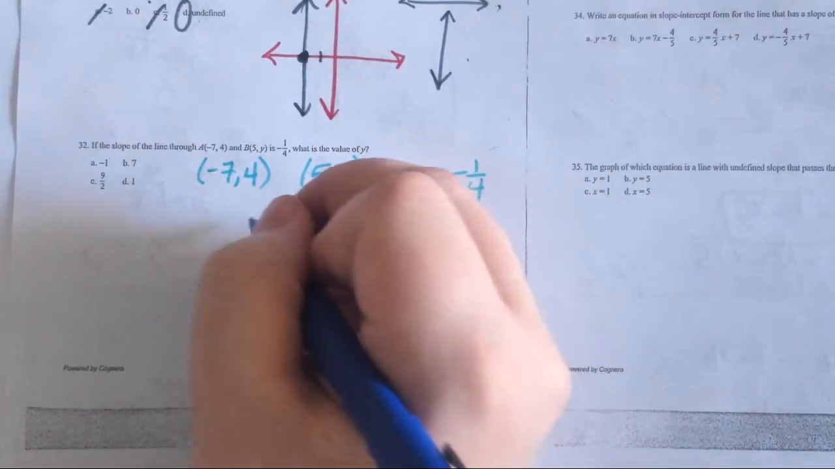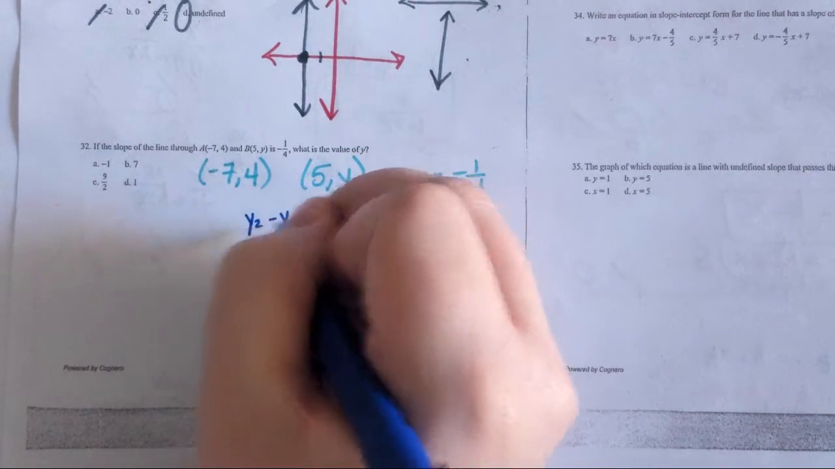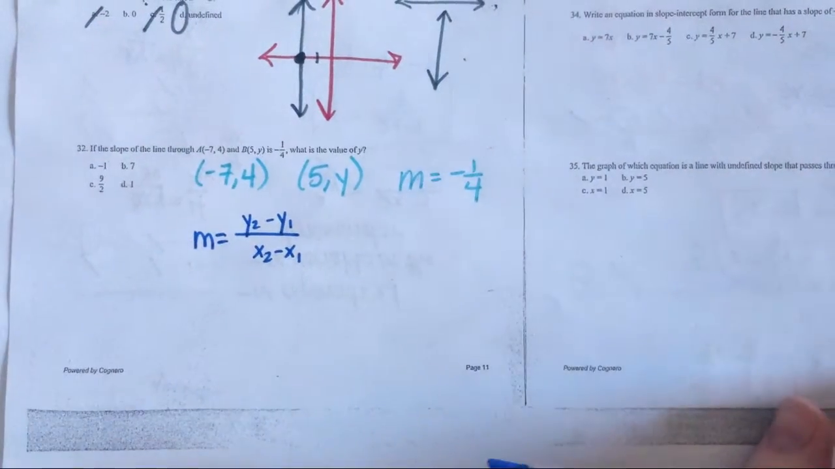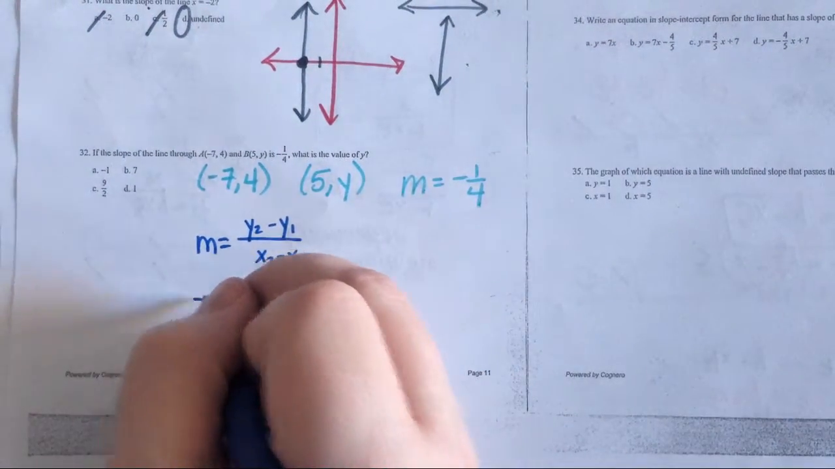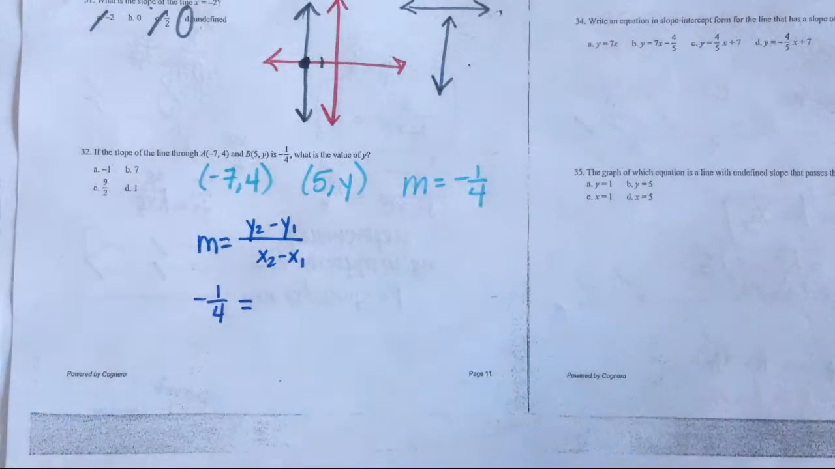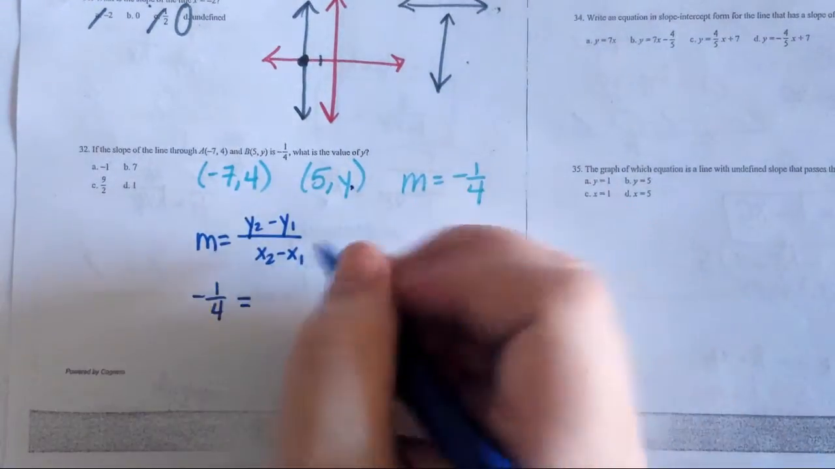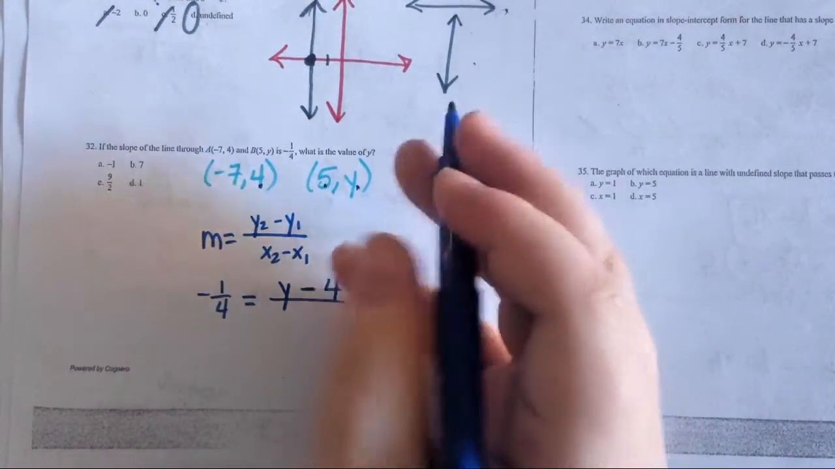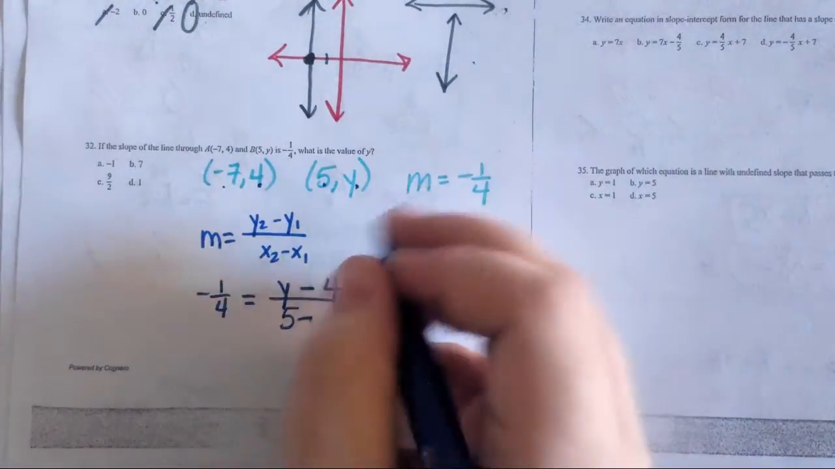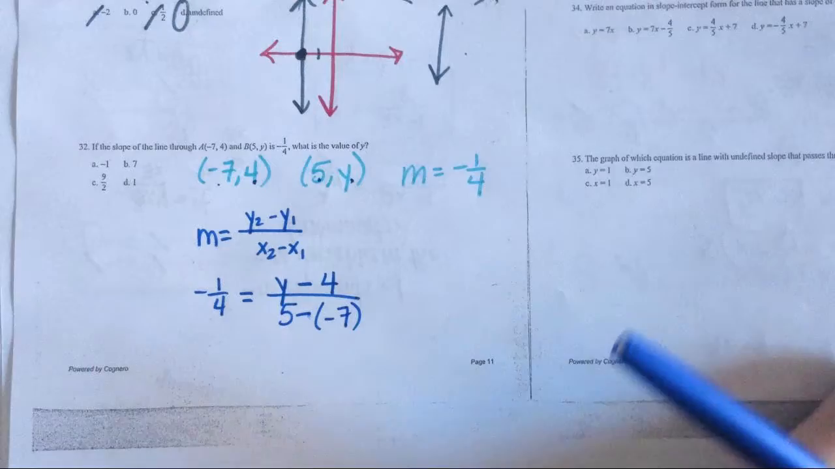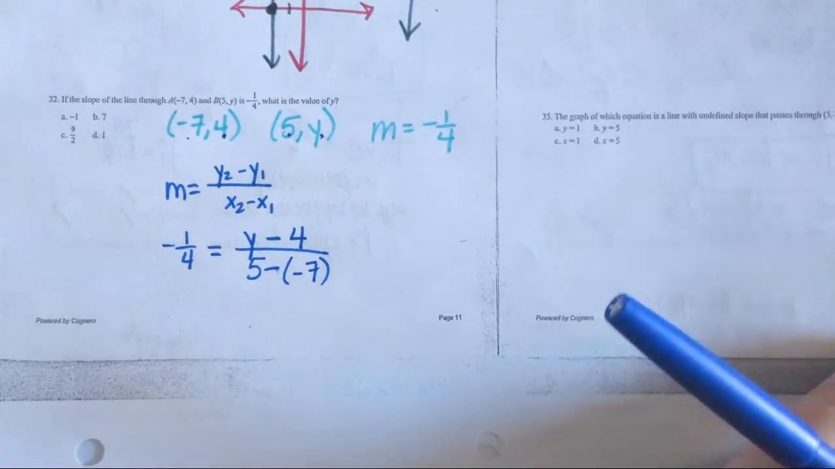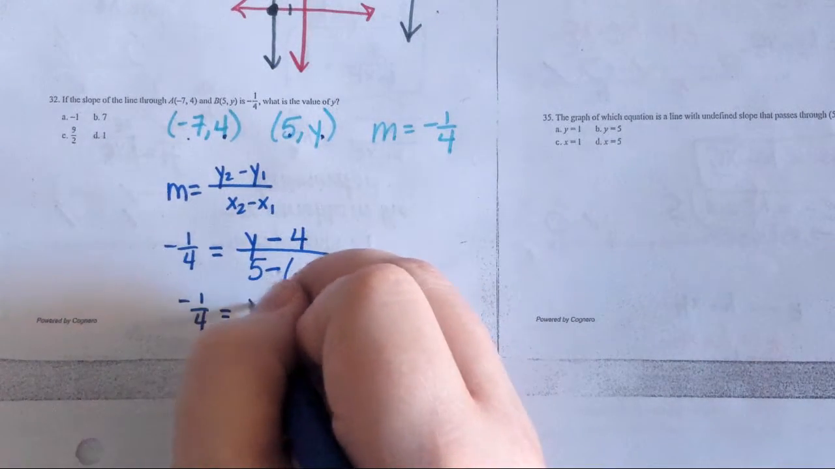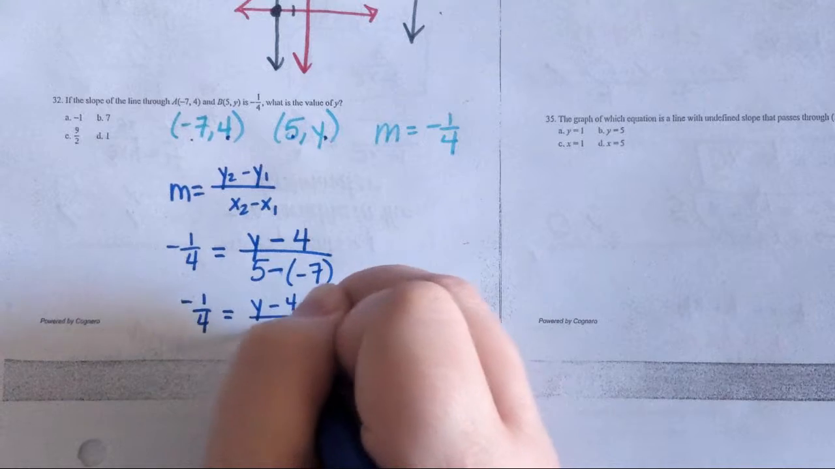Table 6, you can have a point. So I could do y2 minus y1 over x2 minus x1. I'm a formula person, so this is probably the way I would do it. I know my m is negative 1/4. From here, I'm just going to plug stuff in. y2, I'll do y, minus y1, I'll do 4, over x2, I'll do 5, minus negative 7. So on the left side, I still have negative 1/4, but on the right side, I can clean it up a bit. I've got y minus 4 over 12.